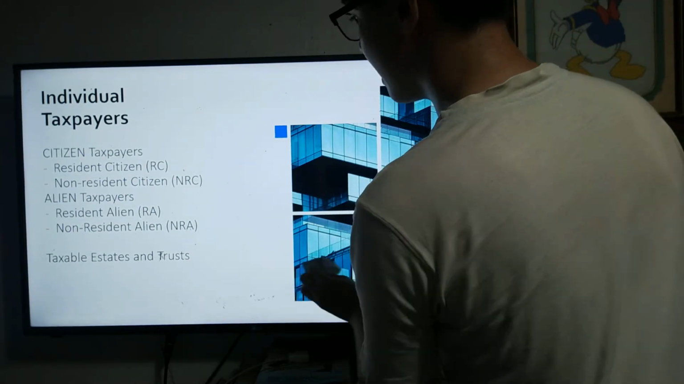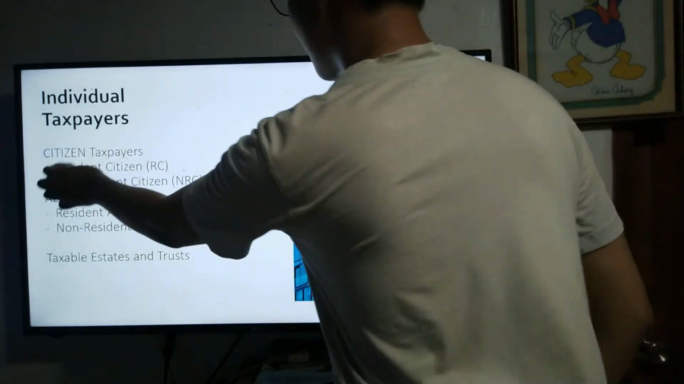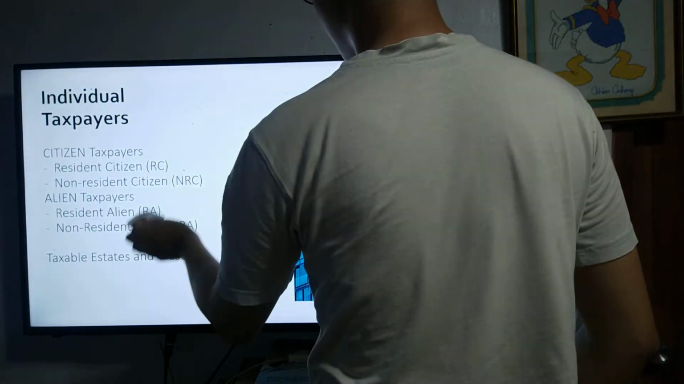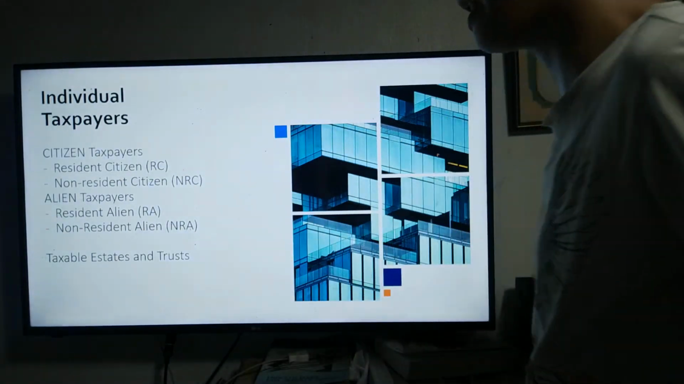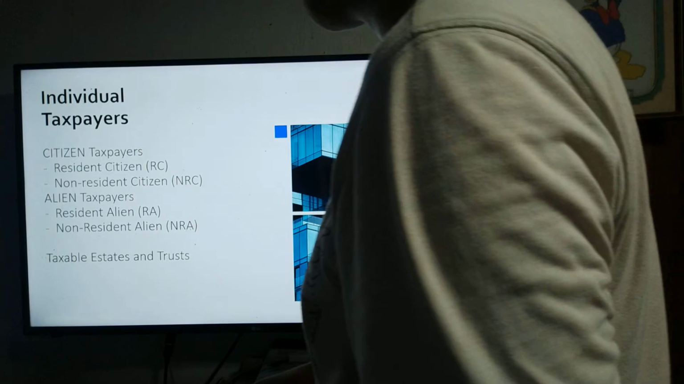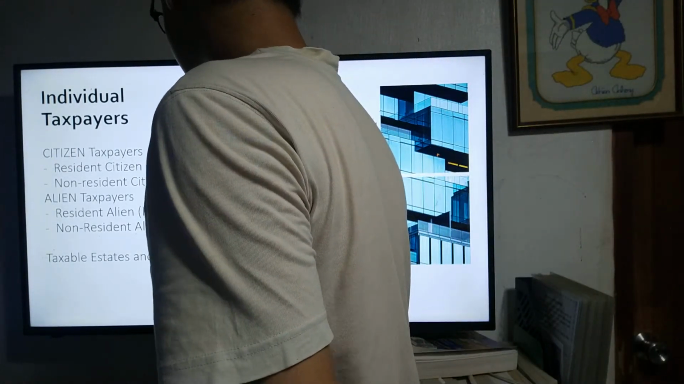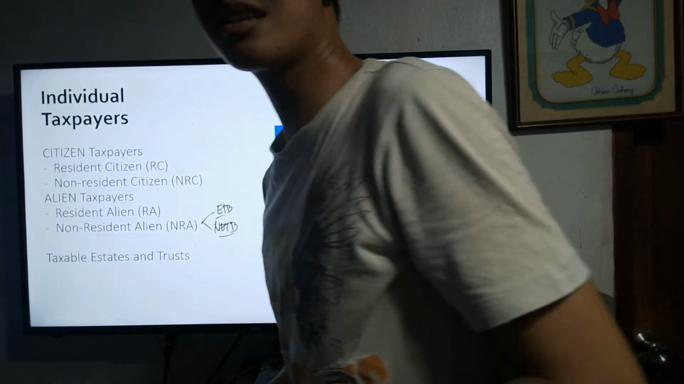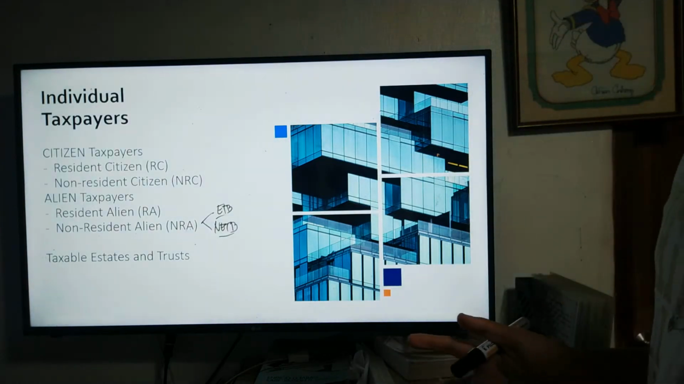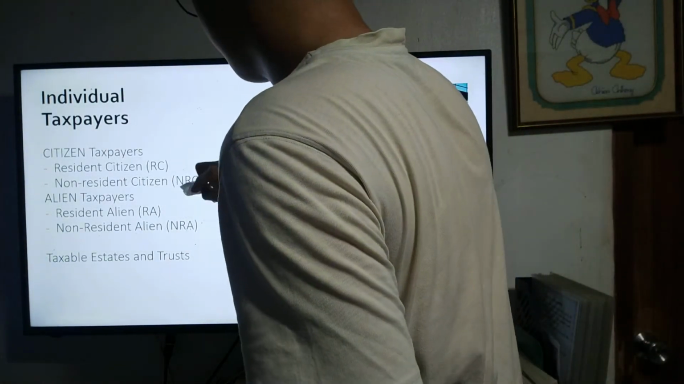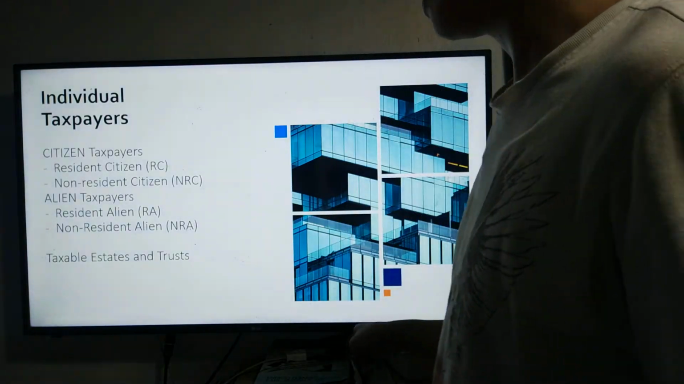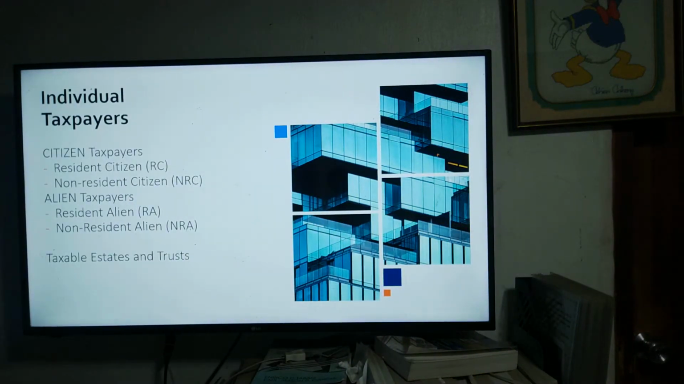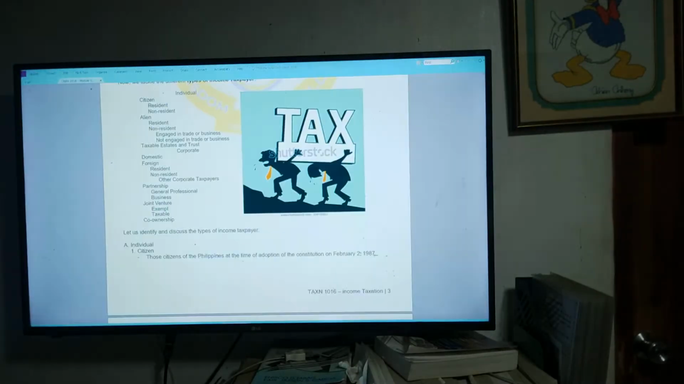What constitutes a citizen? Okay? A citizen, resident citizen, non-resident. Okay? Resident citizen, resident alien, and non-resident alien. Okay? So, non-resident alien, it may be for business or not for business. So, ETB and NetB. We will discuss that very much later. Okay? So, with that, we go to our handout. Ang mahiwagang PDF viewer natin. Wait lang, guys.